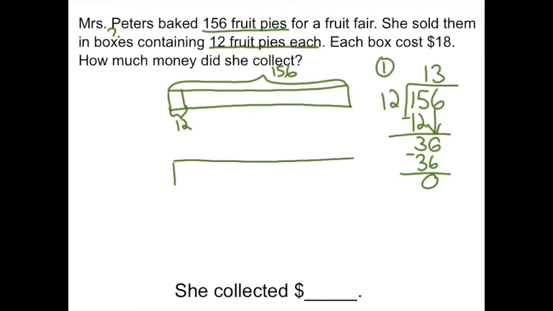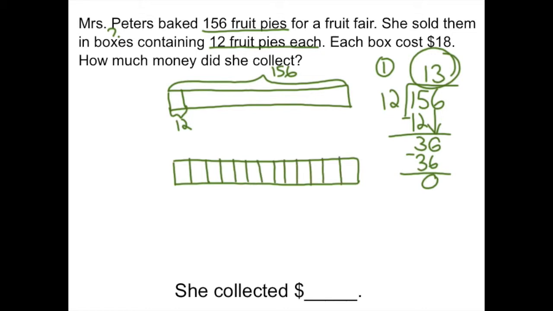So now I'm going to be able to draw the bar model that will contain my question mark and the total amount of money she was able to collect. I know that she was able to make 13 boxes. 1, 2, 3, 4, 5, 6, 7, 8, 9, 10, 11, 12, 13. And I know that each box is $18. So this bar model is showing money. The first bar model we did up here was showing the number of fruit pies and the number of boxes. This is our second bar model that is telling us the total amount of money she collected.